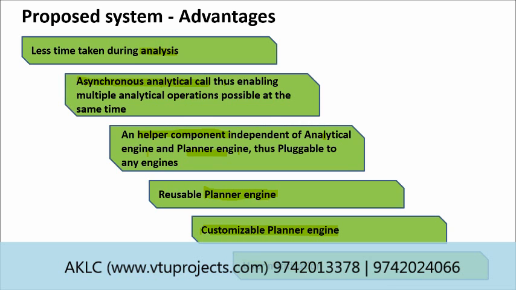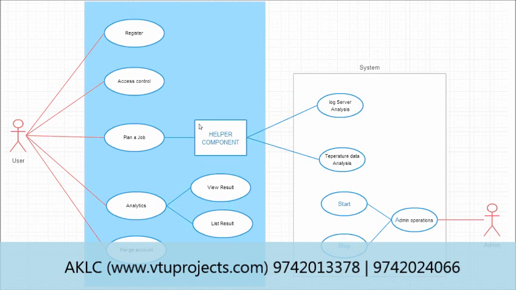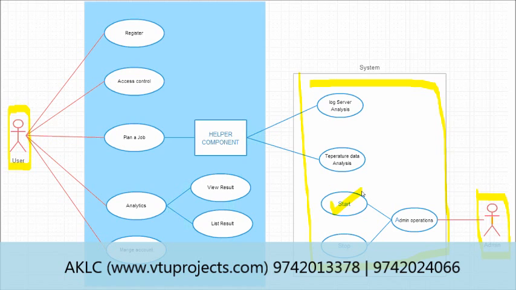So let's go ahead and understand these diagrams now: the use case diagram, the data flow diagram, and then the architecture diagram. This is the use case diagram of this project. If you can see, there will be 2 users for our project, one whom we call the user and one more whom we call an admin. The admin will be accessing the Hadoop environment. This entire thing is a Hadoop environment, where he will be able to start the Hadoop and stop the Hadoop.